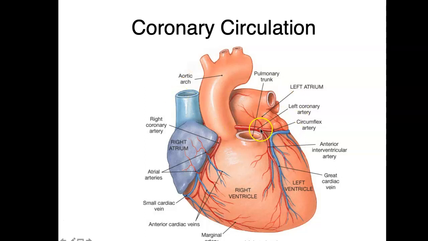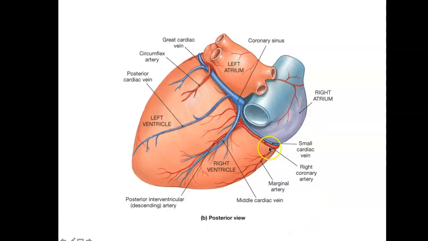So look here, this is the left coronary artery, right? If it's coming from the aortic arch, it's distributing oxygenated blood to all of this muscle. And the right coronary artery is here. Accompanying that are the veins. This is the great cardiac vein. And then here in the back, it's an easier way to see it, the coronary sinus. It's going to dump into the right atrium.